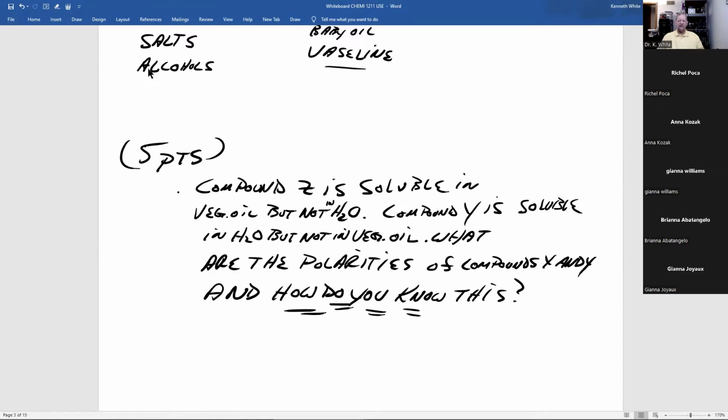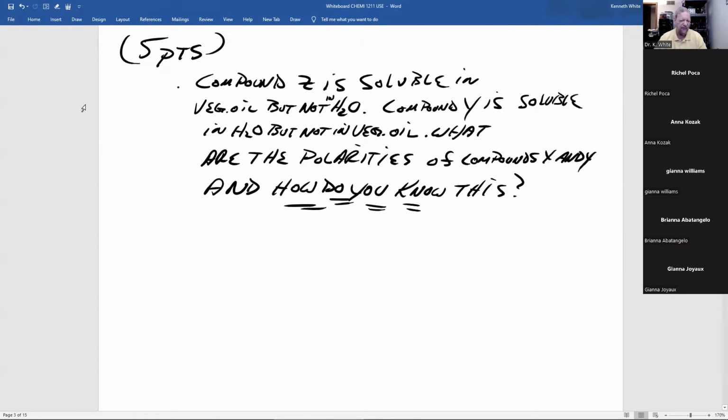Compound Z is soluble in vegetable oil, but not in water. And on a test, I'd print out the whole vegetable oil name. Compound Y is soluble in water, but not in vegetable oil. What are the polarities of compound Z and Y, and how do you know this? Well, what are we trying to find?